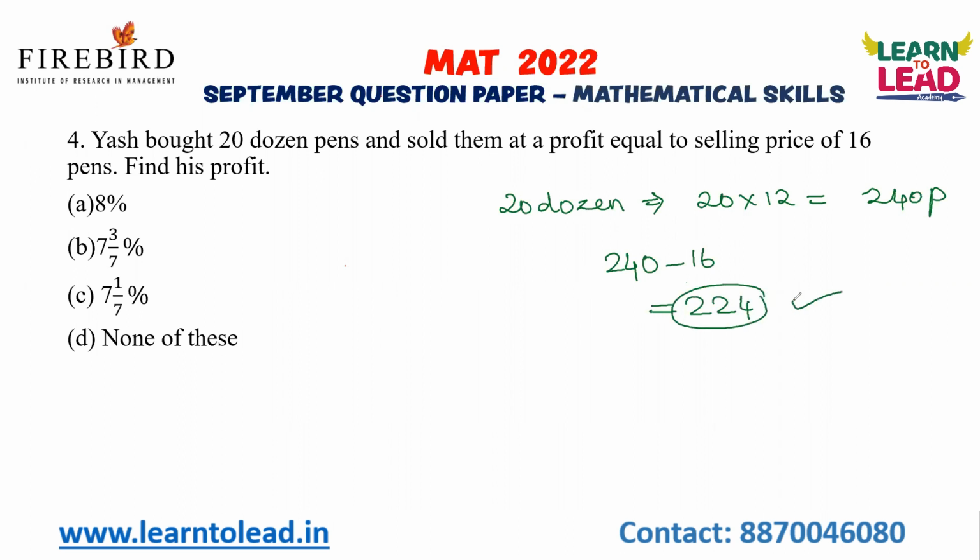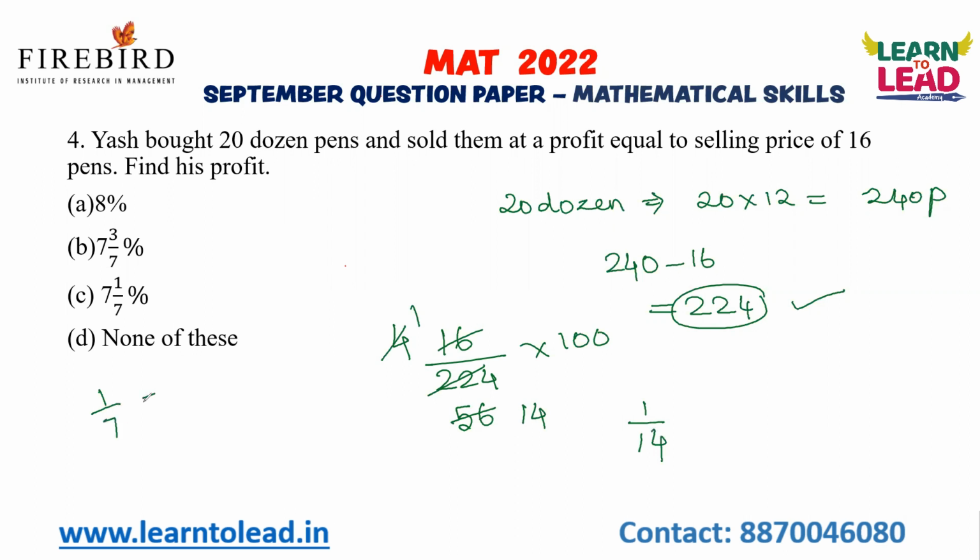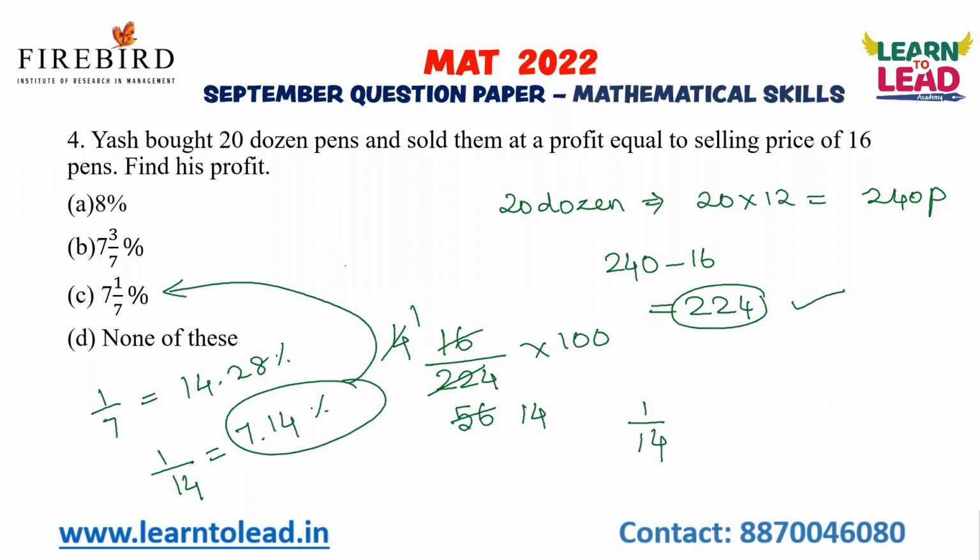Okay, see, while selling 224 pens itself, he is getting back his invested amount. And the remaining 16 pens will be the profit. Okay, so 16 by 224 into 100. What is 16 by 224? You can cancel both in terms of the 4 table, right? 4 times 4 is 16, 4 times 56 is 224. Again 4 times, 1 by 14. What is 1 by 14? You should know the fractional value. 1 by 7 is nothing but 14.28 percentage, and 1 by 14 is half the value of 1 by 7, 7.14 percentage. So the fraction which represents 7.14 percentage is 7 1 by 7 percentage, which is your answer.